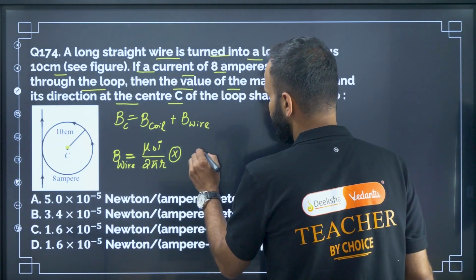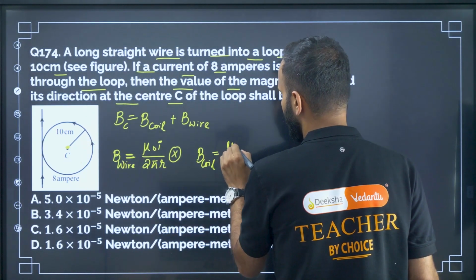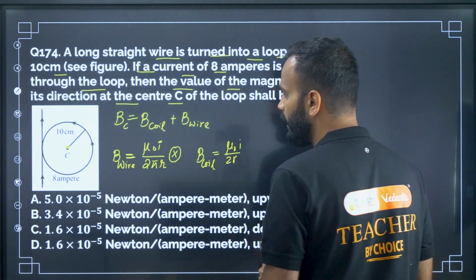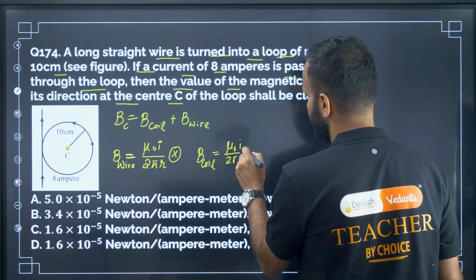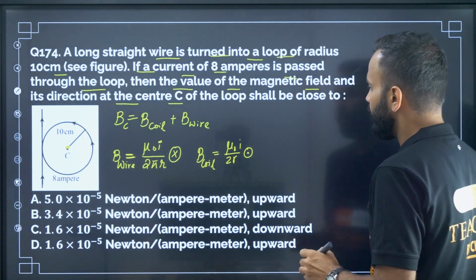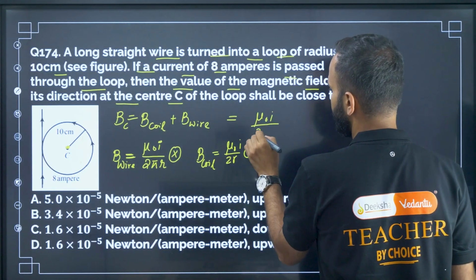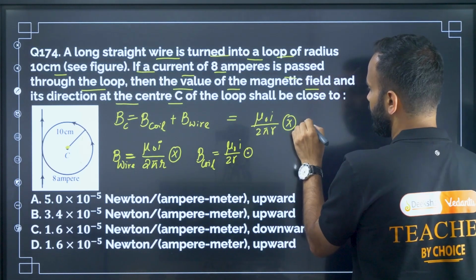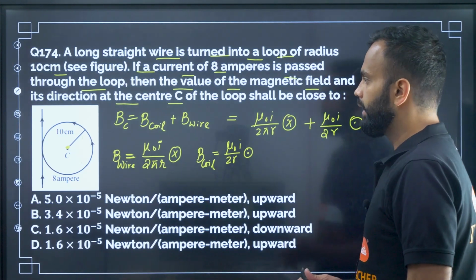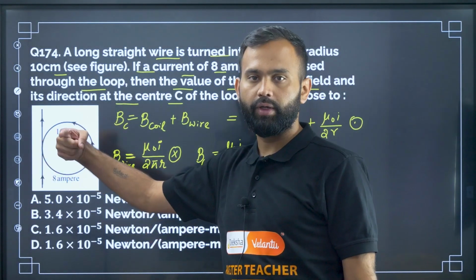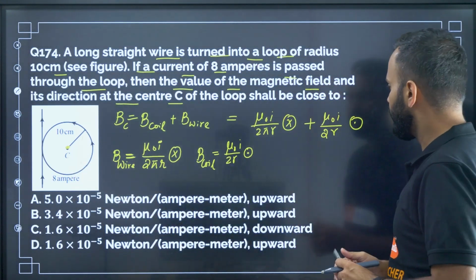Next, the magnetic field due to the circular coil is mu naught I divided by 2r. What is the direction of the magnetic field at C due to the coil? It is outward from the plane. So the net magnetic field at C is mu naught I divided by 2 pi r into the plane, plus mu naught I divided by 2r outward from the plane. Take outward direction as positive and inward direction as negative.